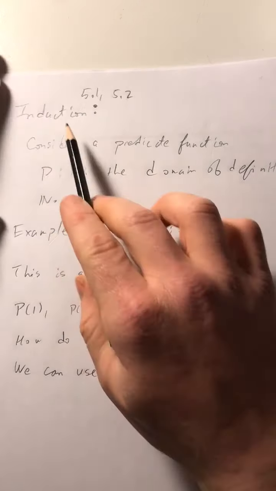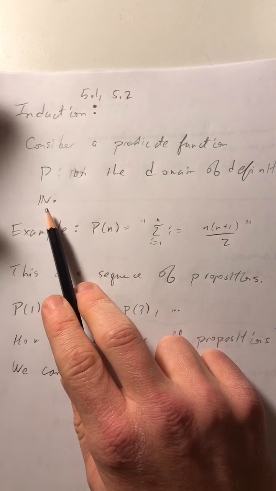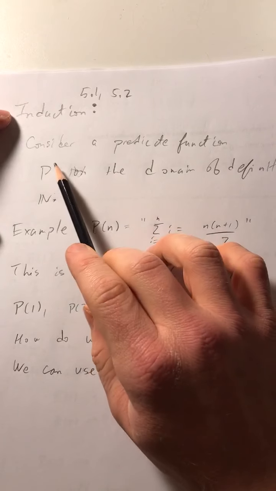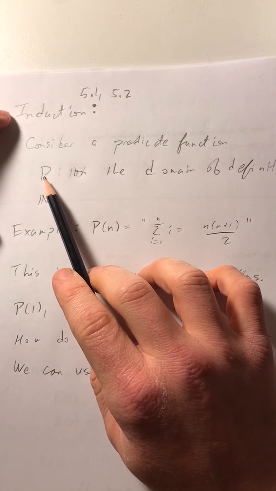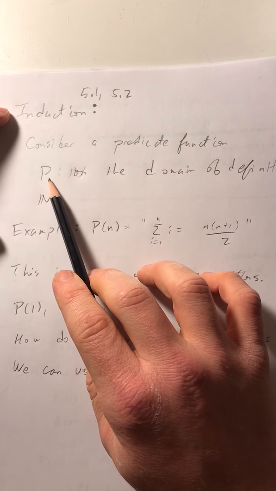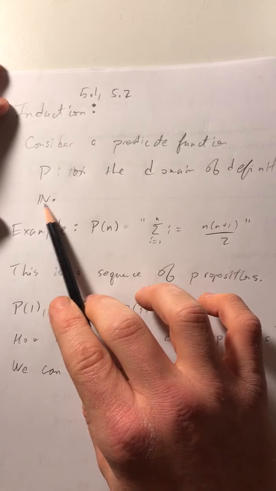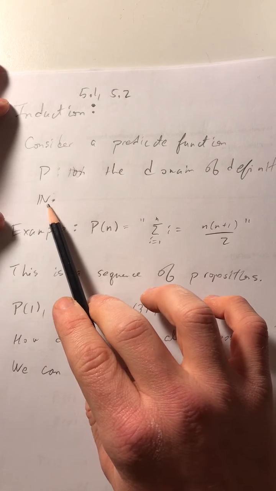However, induction doesn't have to be on N. It could be on the set 0, 1, 2, 3, 4. It doesn't have to start at 1, it can start at 5. So maybe I could have a P5 and P6 and P7, but no P4. But just for the sake of having a concrete example, I have N here.